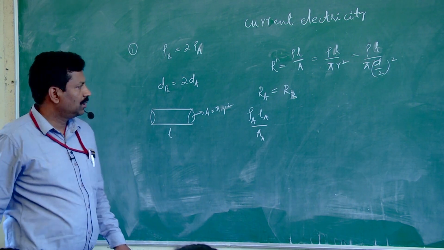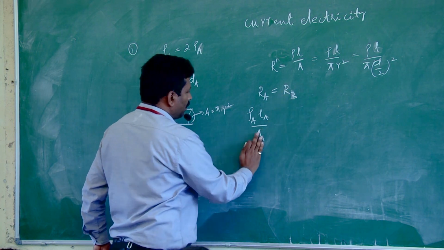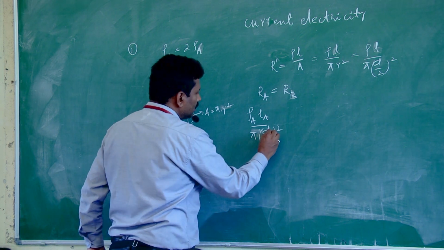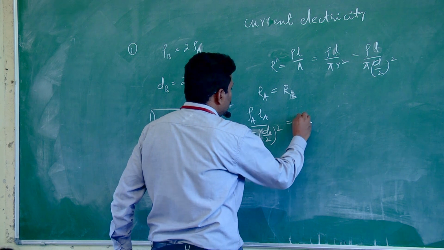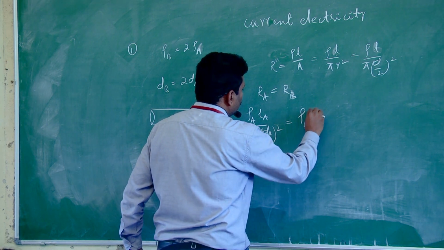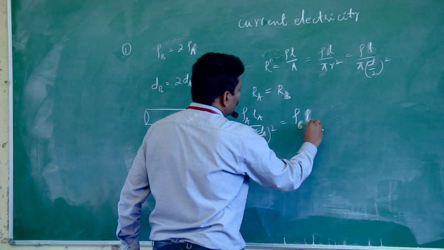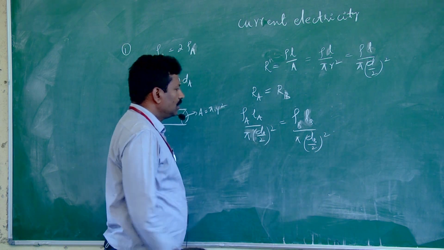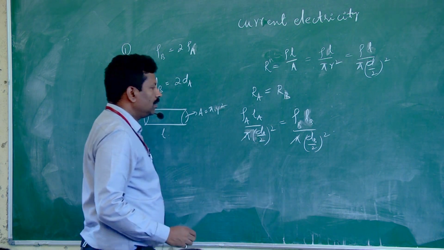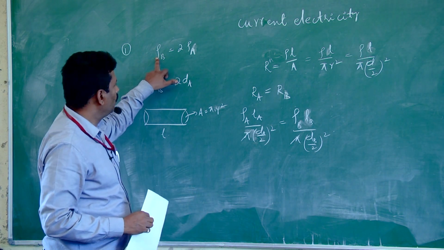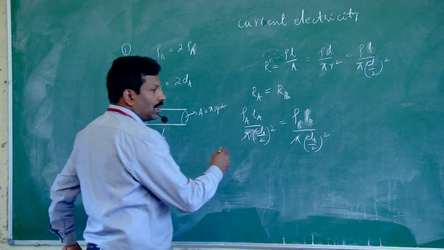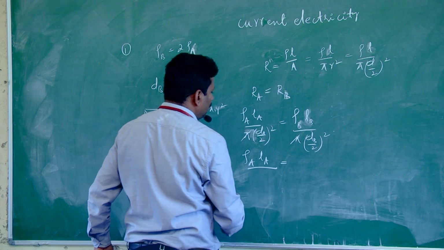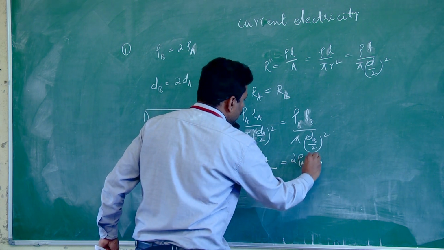Correct? Right? Okay. Similarly, I can write this as pi d by 2 whole squared. This is A, and this is rho B LB by pi dB by 2 whole squared. Correct? So here pi cancels, right? And as we know rho B is twice rho A, correct? So therefore rho A LA, and here rho B is twice rho A and LB.